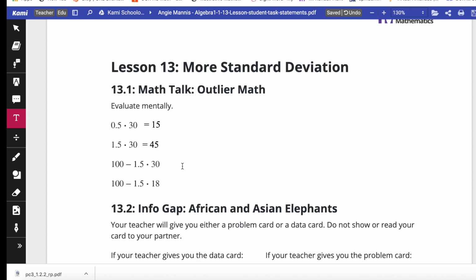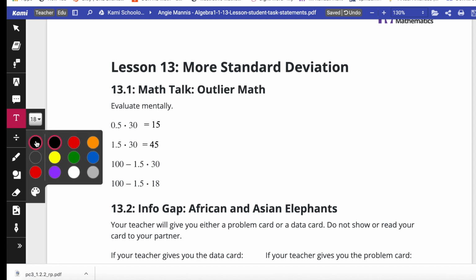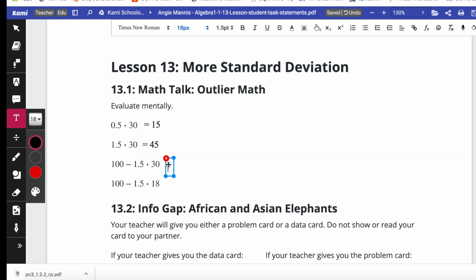On the next one, you have 100 minus 1.5 times 30. So you already know that 1.5 times 30 is 45. So 100 minus that, you should get that it equals 55.